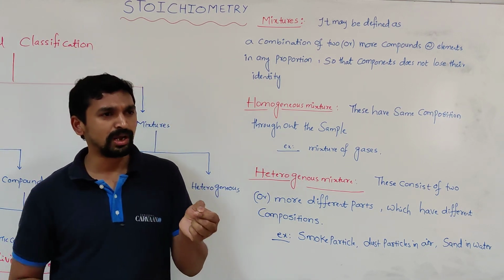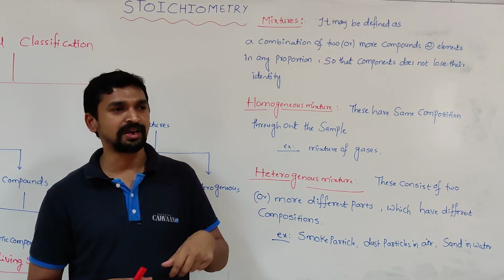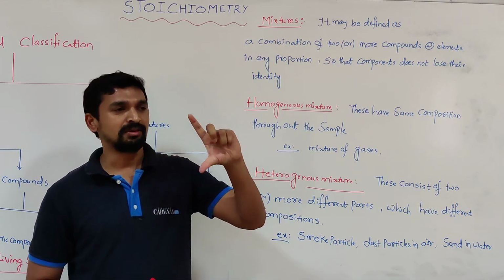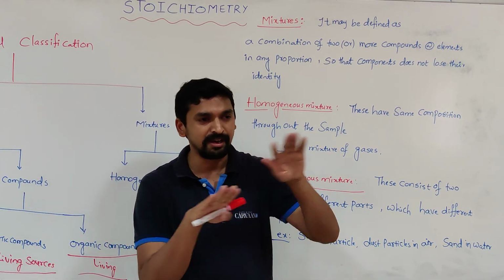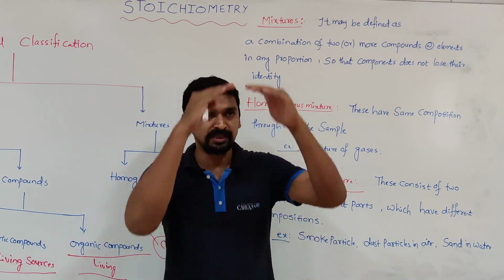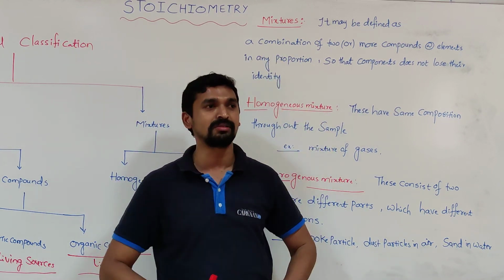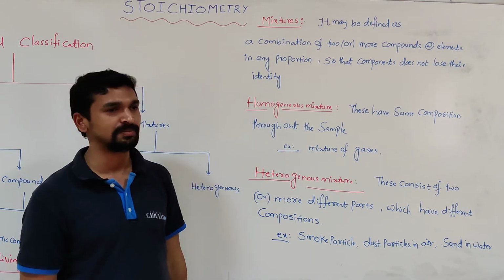For example, sugar is dissolved in water. When a spoon of sugar is dissolved in a glass of water and shaken vigorously, you can see from the top to bottom of the glass, is there any layer that appears? Is there any definite boundary by which the sugar can be separated from the water? No. It consists of only one phase throughout that sample. So that mixture is called a homogeneous mixture.